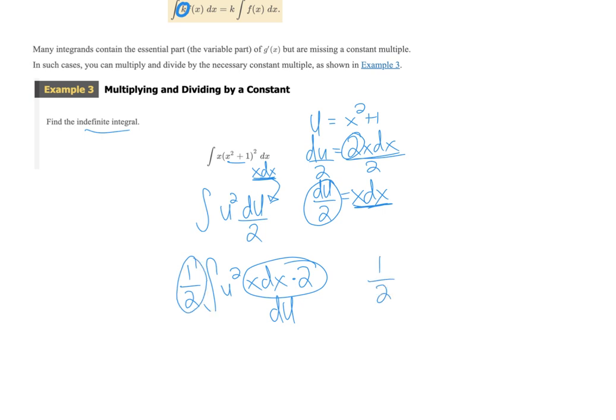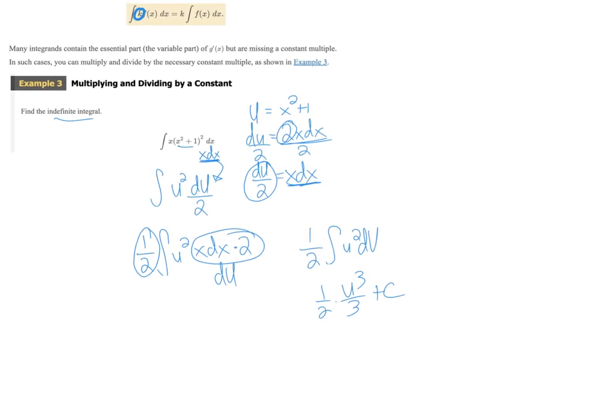So that would be 1/2 the integral of u squared du. So that's u cubed over 3 times 1/2, which makes that 6, plus c, and we'll substitute in what u was: (x squared plus 1) cubed divided by 6 plus c.